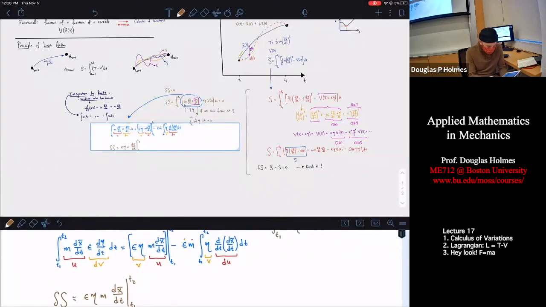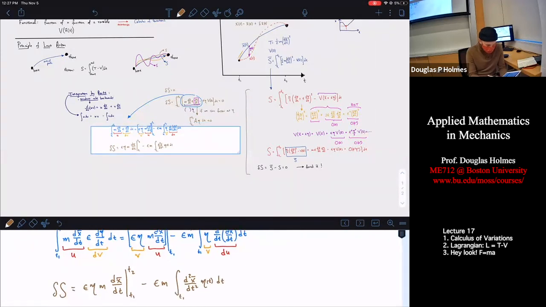We're going to have the other term, which is going to be minus epsilon times m times the integral of the second derivative of x bar times eta, integrated over t from T1 to T2. And then I also have to take away epsilon times the integral from T1 to T2 of the derivative of V at x bar times eta dt.